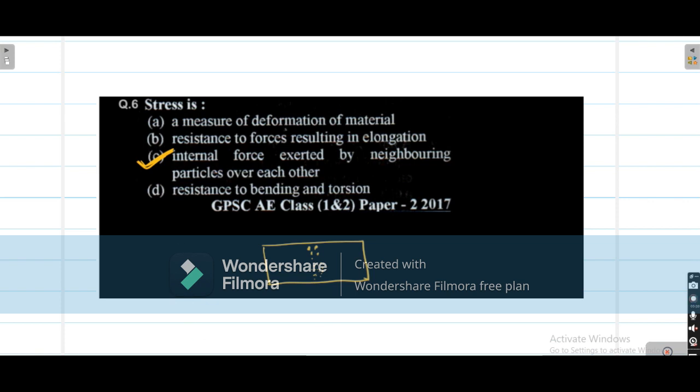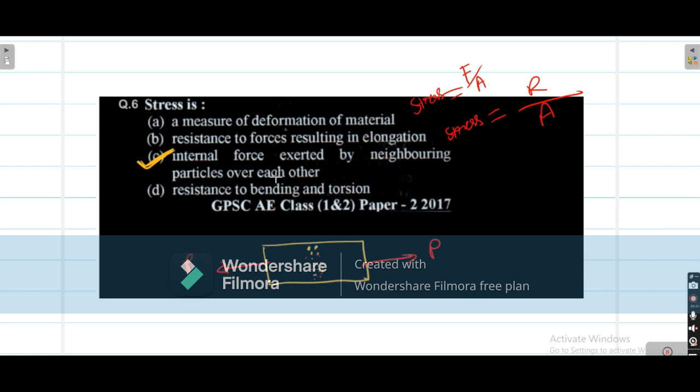Stress is nothing but force per area, right? Stress is force per area, but it is not the right definition of stress. Stress is generated after the application of force. Suppose it is a bar. If we apply some external force, because of this external force, some internal resistance develops inside the body. That internal resistance is called stress. That means stress is internal resistance divided by area.